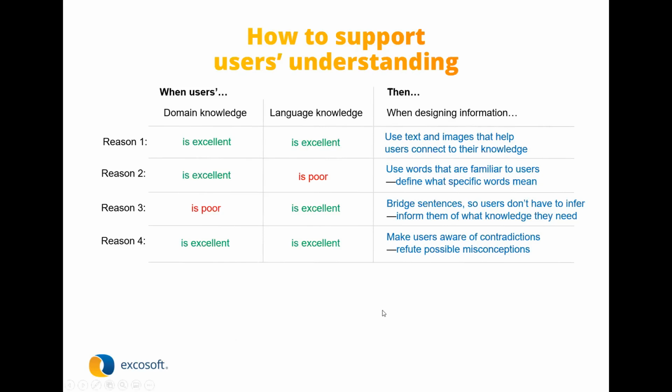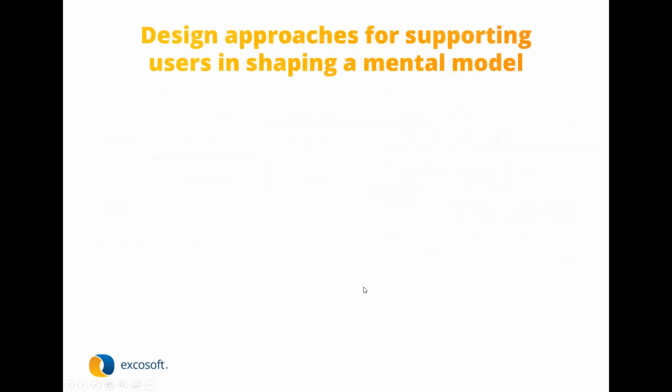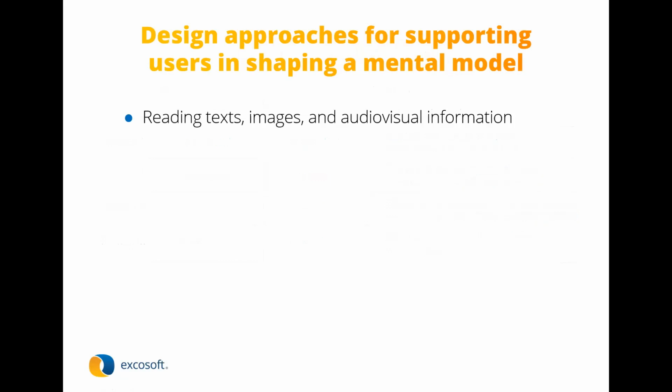Okay. So again, this is, of course, the way that we design, and this is mainly focusing on text content. So there are other approaches for how we can design technical communication to support users in shaping a mental model. So besides text, we can use visuals and audiovisual content like a YouTube video, which also involves shaping a mental model from reading those things.